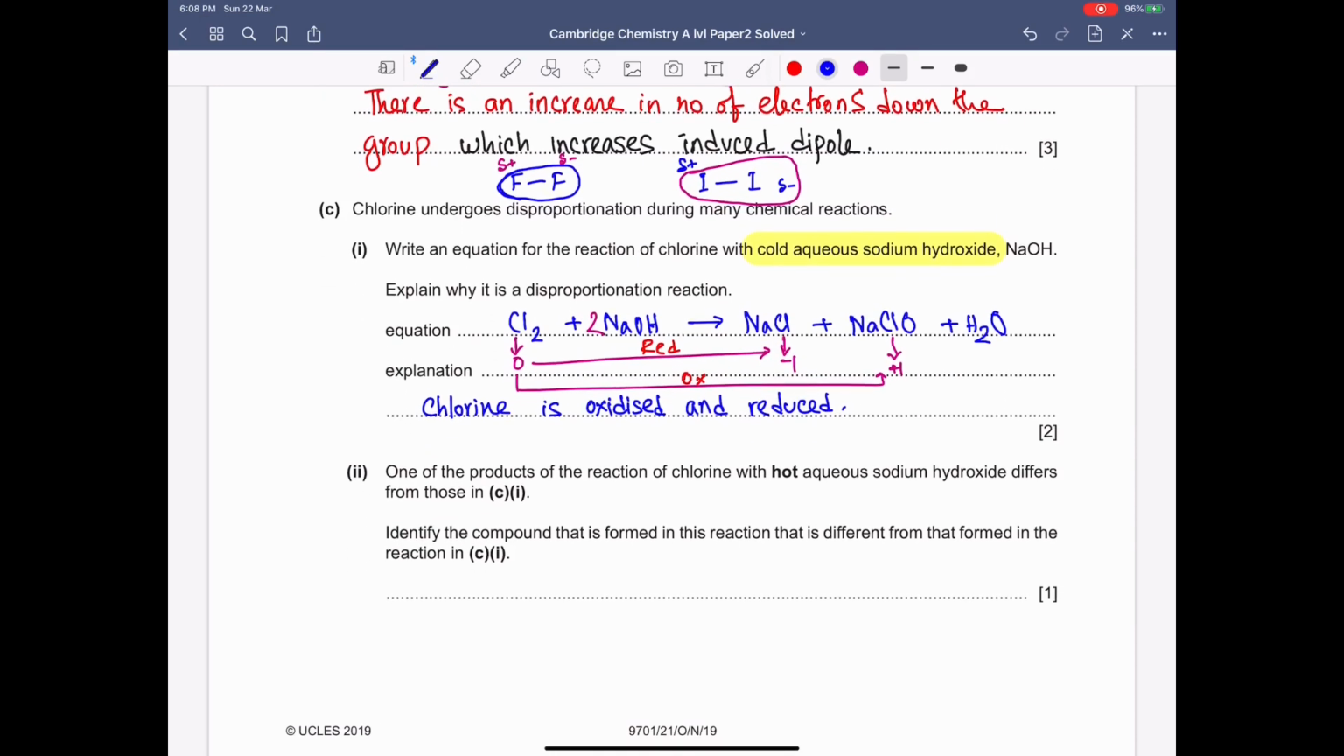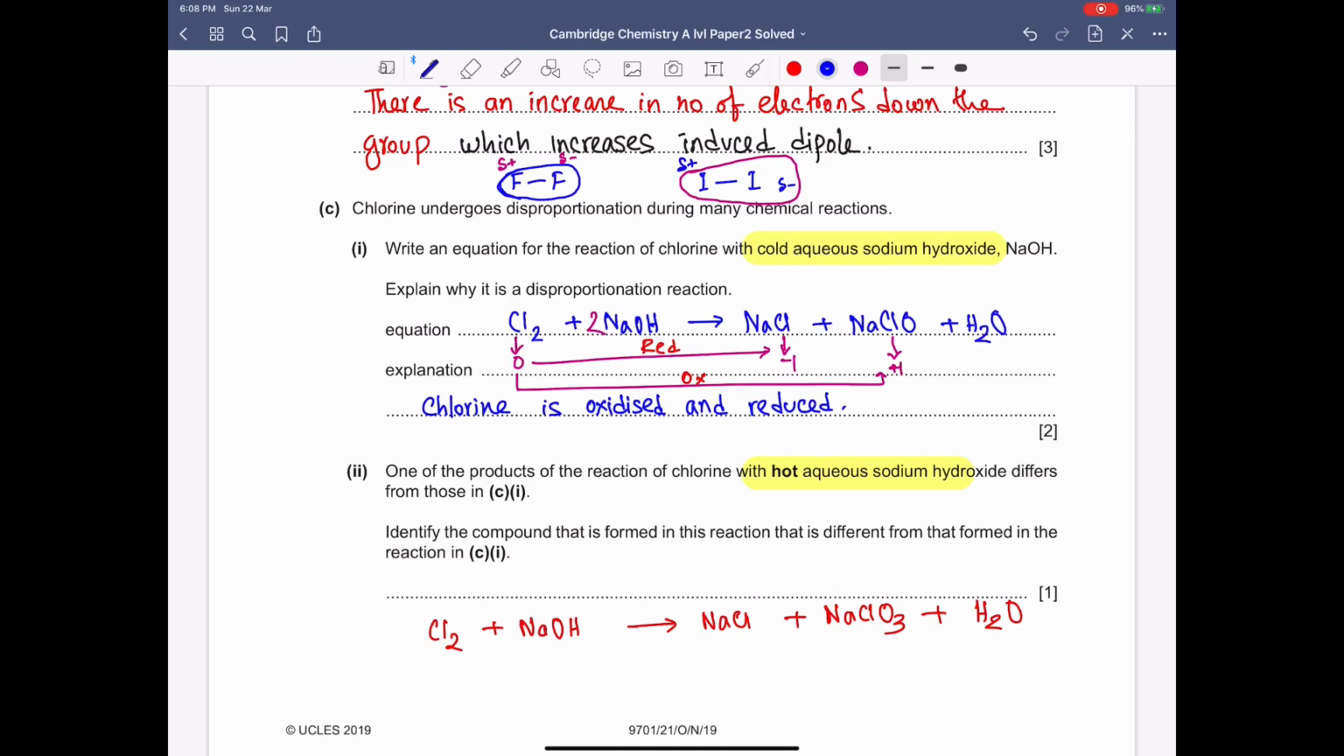One of the products of the reaction of chlorine with hot aqueous sodium hydroxide differs from those in C1. Identify the compound that is formed in this reaction that is different from that formed in the reaction in C1. So now the noticeable thing here is the hot aqueous sodium hydroxide. So if you are using hot aqueous sodium hydroxide, chlorine is going to react with NaOH to produce NaCl plus NaClO3 plus H2O.